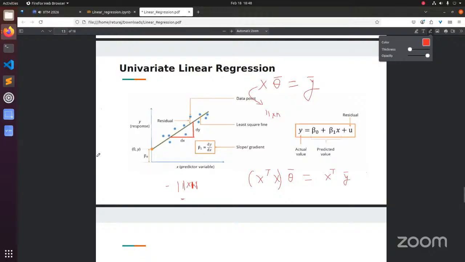Please do solve. Please participate. You will see that there are very interesting things that we will come to. What is the size of x transpose x?